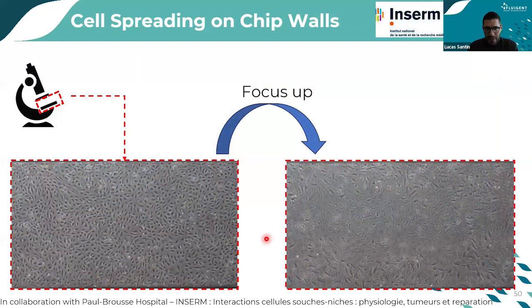Now, something that we saw by recirculating with OMI as well is that first you start with a monolayer of cells on the bottom line of the chip, and then after several days, when you change the focus, you start to see that the cells are starting to migrate towards the upper side of the chip through the walls. And if you wait for 1 week, 2 weeks, you will end up with a complete blood vessel with all the walls covered with cells.